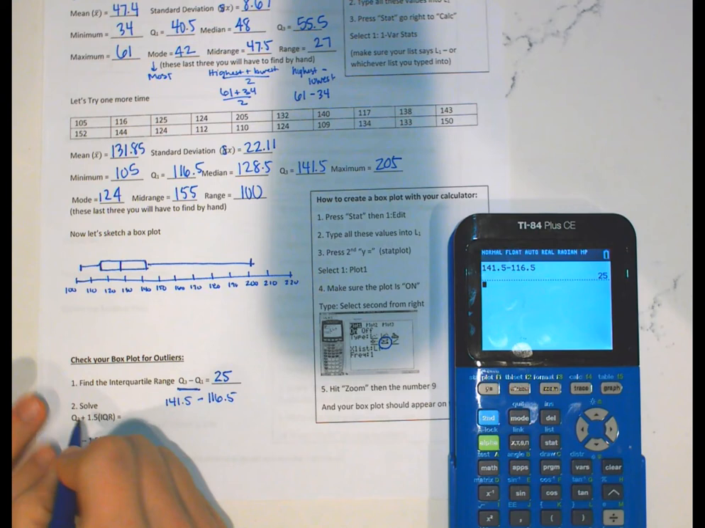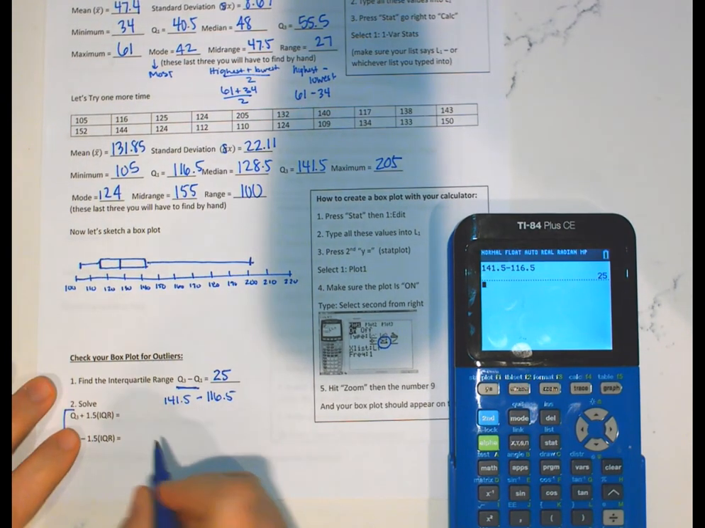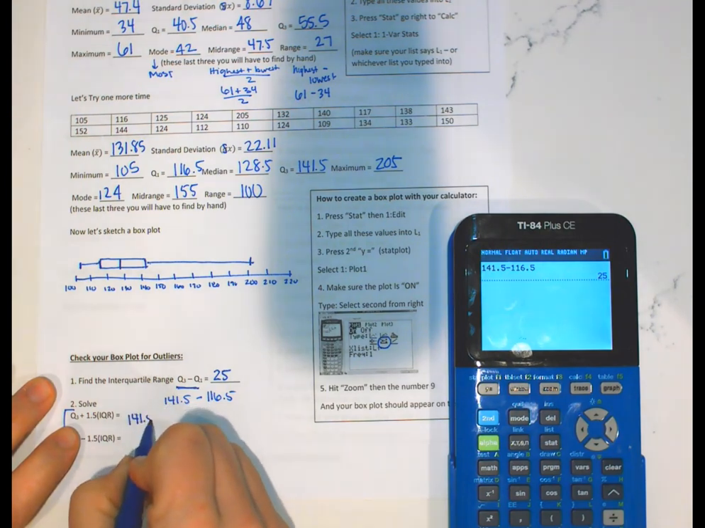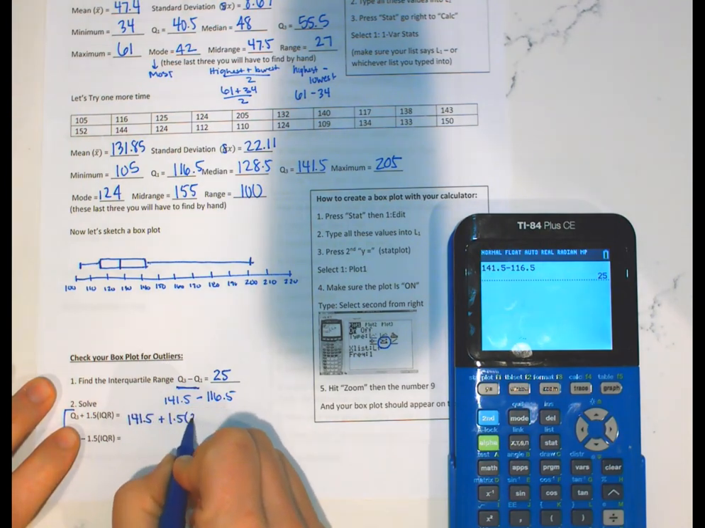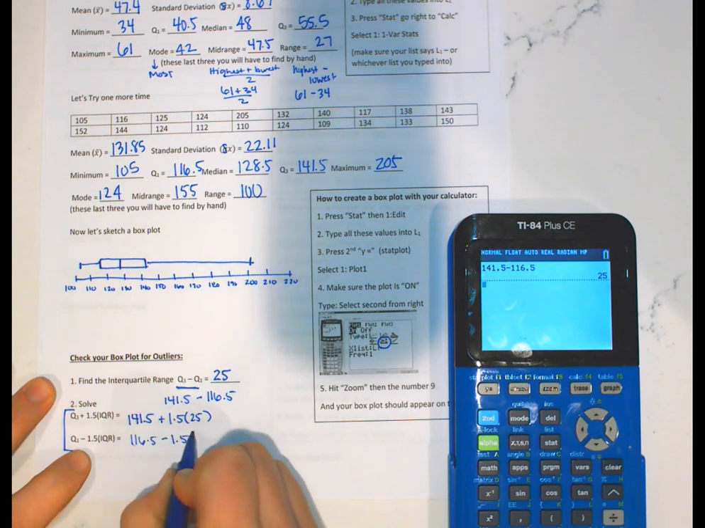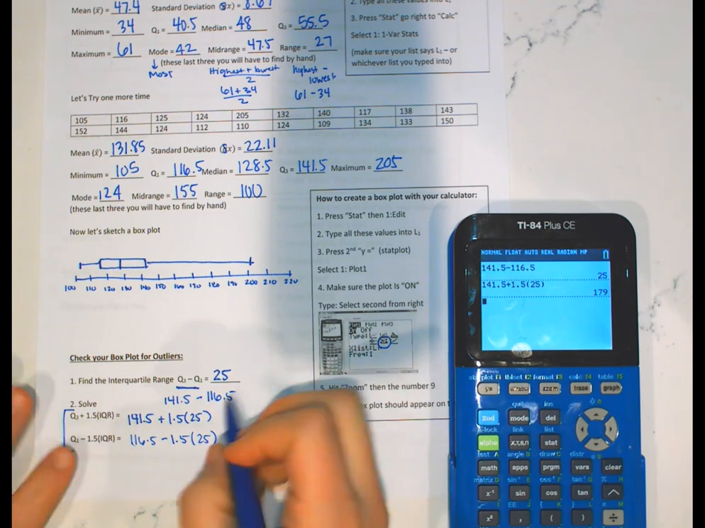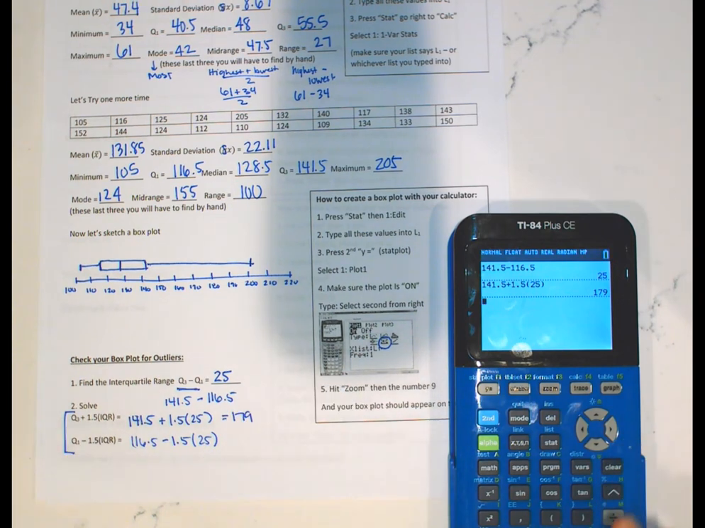So our two equations that we use, Q3 plus 1.5 times the IQR. So Q3 is 141.5 plus 1.5 times 25. And then I do 116.5 minus 1.5 times 25. 141.5 plus 1.5 times 25 is 179. And then I do 116.5 minus 1.5 times 25, and I end up with 79.